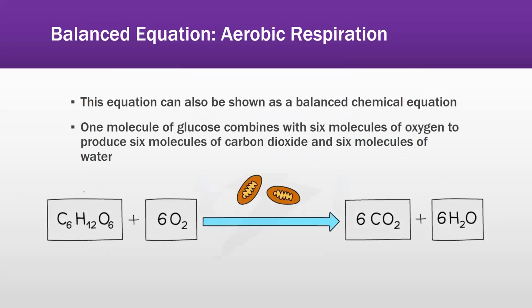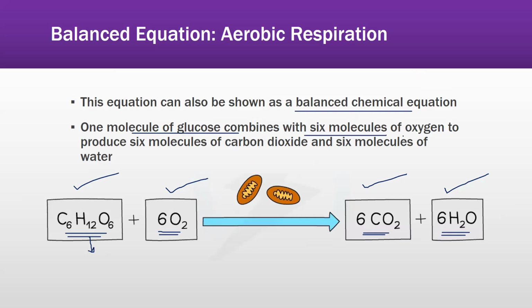So this is the balanced chemical equation of aerobic respiration that you can see over here, where C6H12O6, the formula of glucose, reacts with 6 moles of oxygen. When you balance this equation, it produces 6 moles of carbon dioxide and 6 moles of water. This is the balanced chemical equation of aerobic respiration, where one molecule of glucose combines with 6 molecules of oxygen to produce 6 molecules of carbon dioxide and 6 molecules of water.